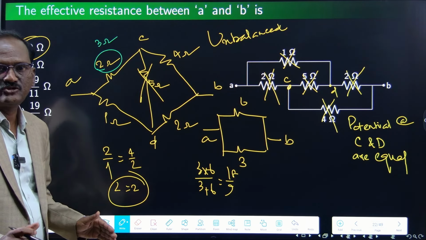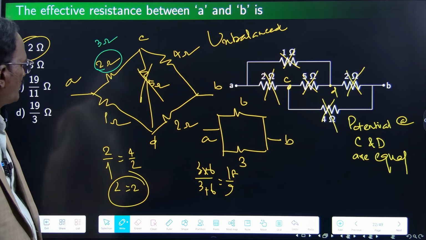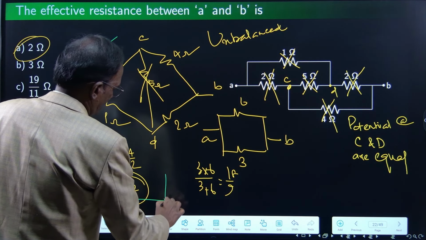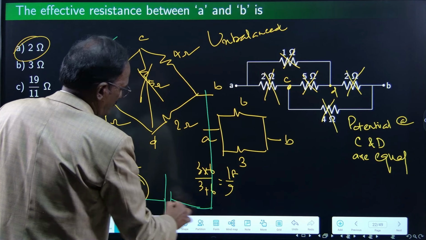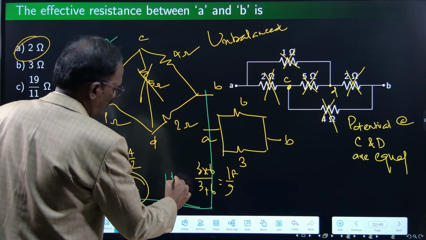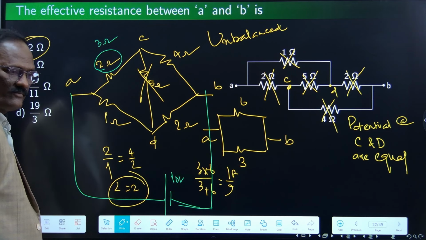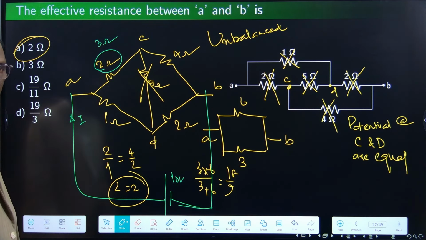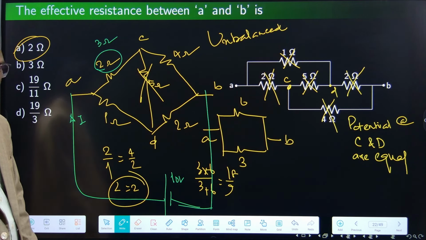It is looking like a Wheatstone bridge, but it is an unbalanced one. How to solve this circuit? Connect a dummy battery. That is the concept. Connect one dummy battery, say 10 volts. It will send one current, I amperes. Find the value of I amperes.